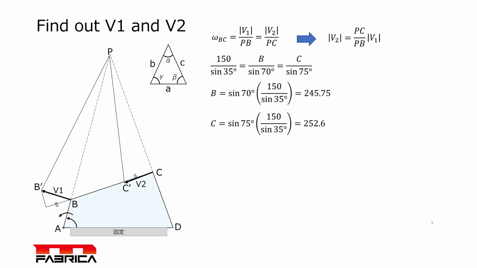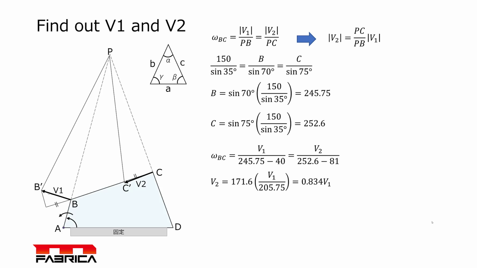Similarly, C will be 252.6 millimeters. Now, omega BC will be V1 over (245.75 minus 40) equals V2 over (252.6 minus 81). Therefore, V2 equals 171.6 times V1 over 205.75, which is actually 0.834 V1. And what is V1?